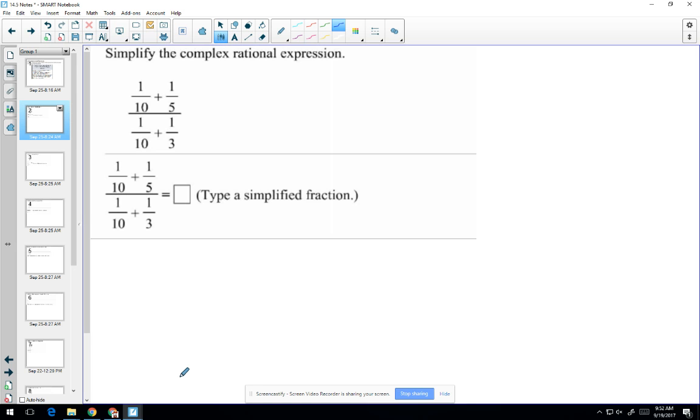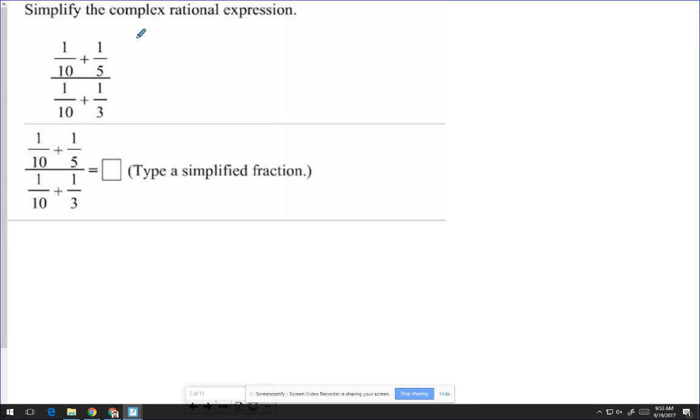All right, so we're going to talk about how to simplify a complex rational expression, which basically means that we have a fraction inside of a fraction. The easiest way that you can do this is to find the LCD of all your quote unquote little fractions.